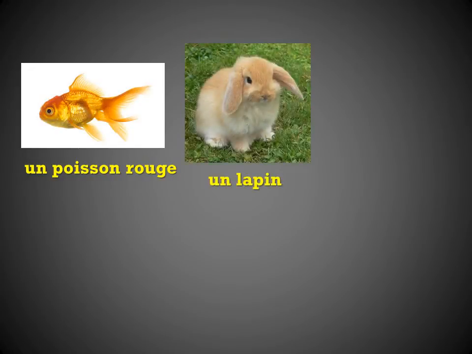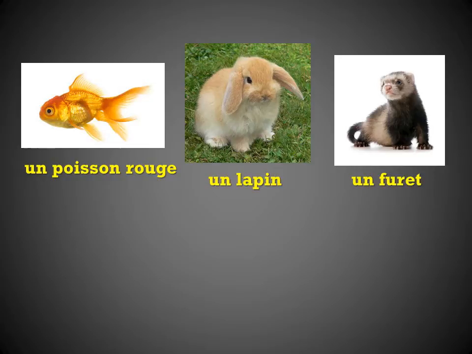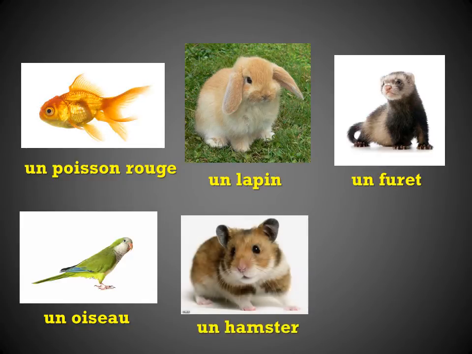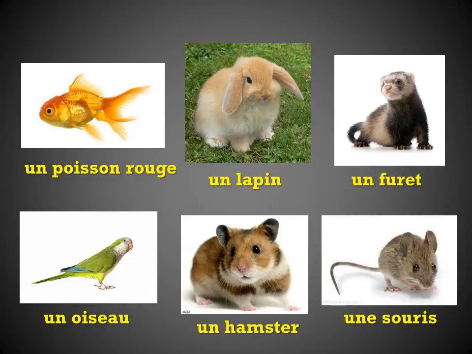Un lapin is a bunny. Un furet. Any guesses on that one? It's a ferret. Un oiseau is a bird. Un hamster is a hamster. Une souris is a mouse, and that also goes for your computer mouse. That's also called une souris.